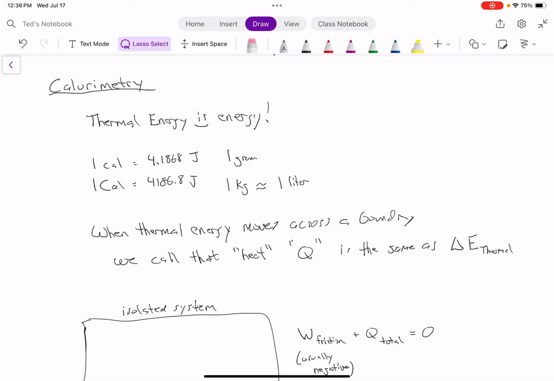All right, probably the most important thing I want us to learn about thermal energy is that it is energy. For historical reasons, thermal energy is often measured in calories or kilocalories.